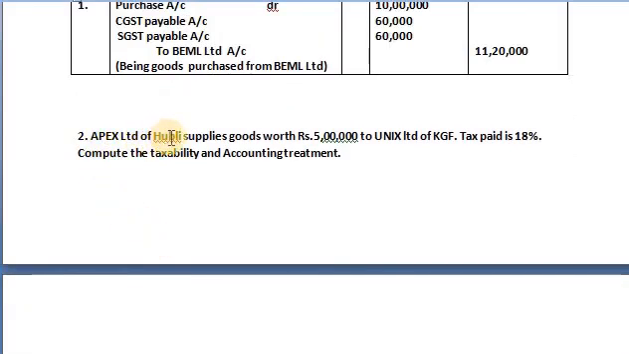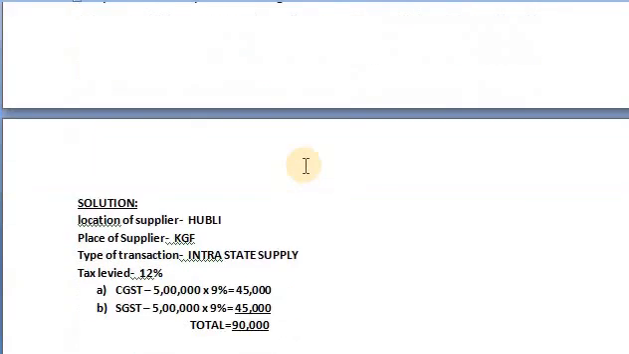Apex Limited of Hubli supplies goods worth rupees 5 lakhs to Unix Limited of KGF. So here you have to find out Hubli and KGF. Both the places are in Karnataka. So what type of transaction? Intrastate transaction. When it is an intrastate transaction, CGST and SGST. How much? The tax rate is 18%. When it is 18%, we divide it equally, 9% and 9%. And they have asked you to compute the taxability and accounting treatment.